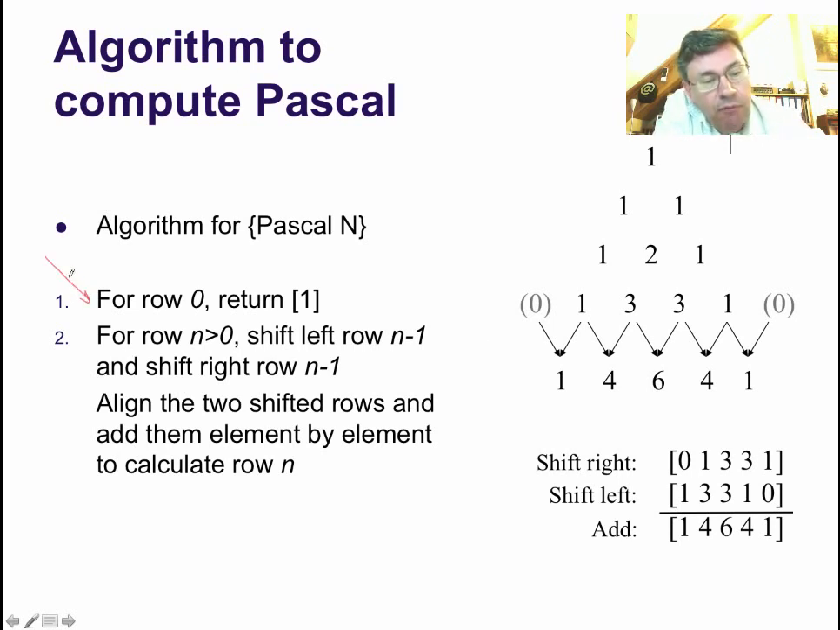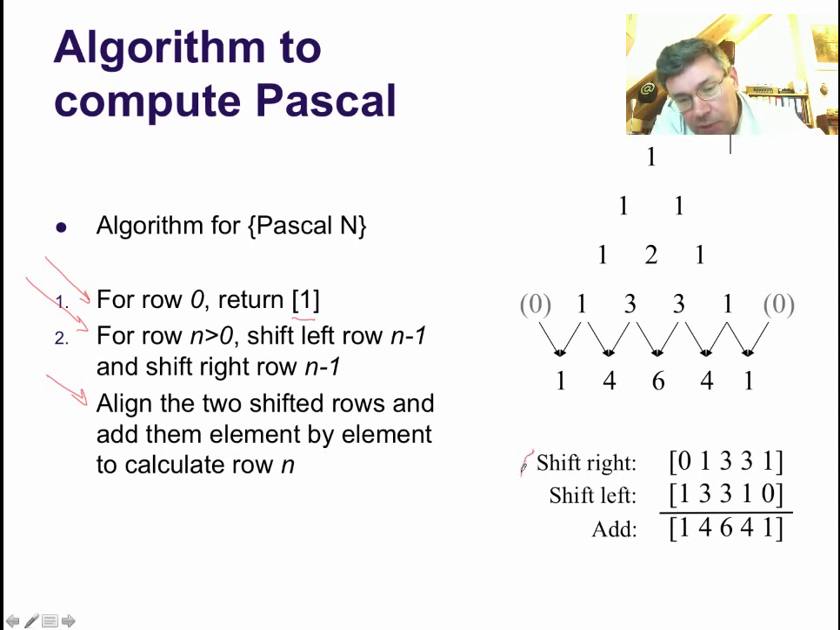First of all, for row 0, I return the list containing a single element, 1. For row n greater than 0, I first calculate Pascal's triangle for row n minus 1. I shift it left, putting a 0 at the right. I shift it right, putting a 0 at the left. And then I add them pairwise to get row n.